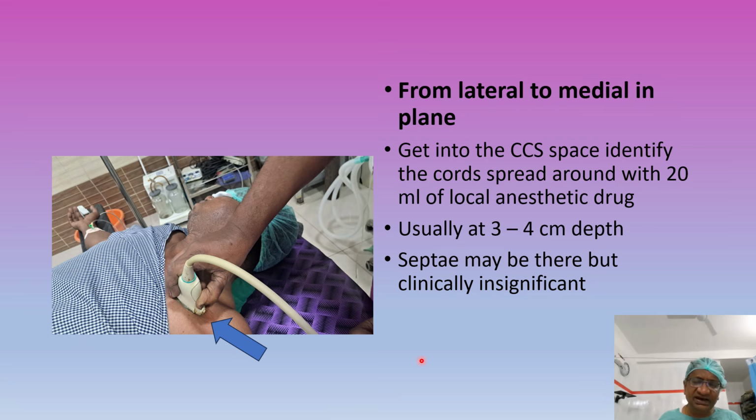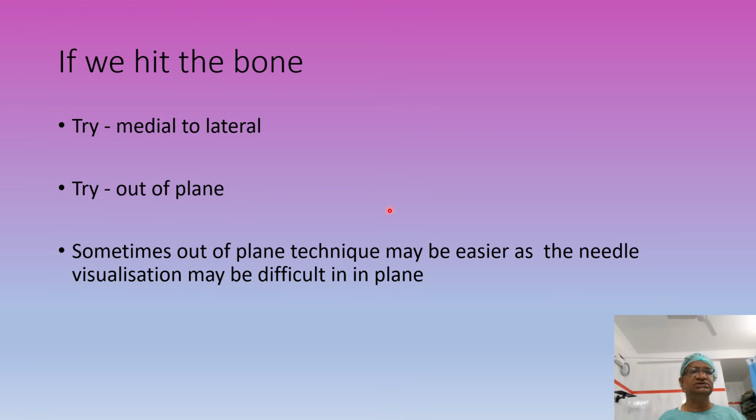The septae may be there. They say there is query or doubtful clinical significance. If we hit the bone, then try medial to lateral or out of plane. Sometimes out of plane may be easier as needle visualization may be difficult in plane. Now I am saying here, I am going like this. So my needle has to track in the same plane of the ultrasound beam.